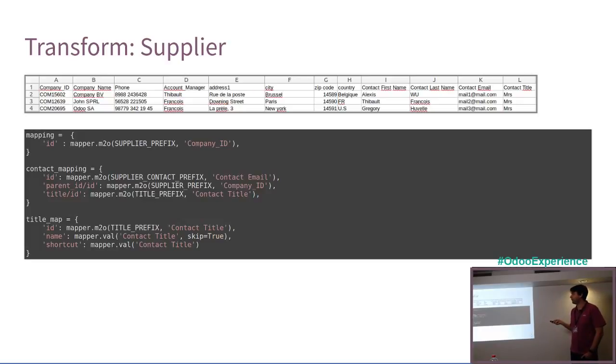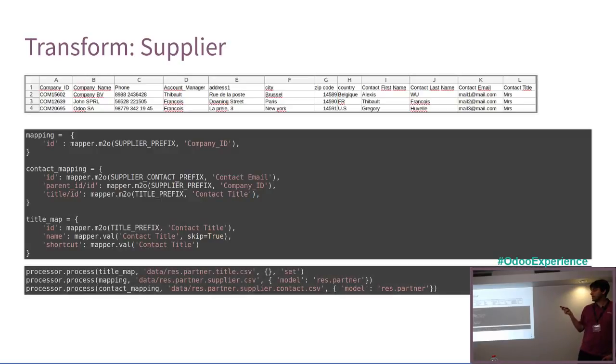So first, I have a mapping for my company. Then I use that as parent. I have the title, and then I use the title here. So that here usually is the same field, the same prefix. It's the way you link it together. And the process order is important. So first, I want to import my title, then my company, and then my contact.